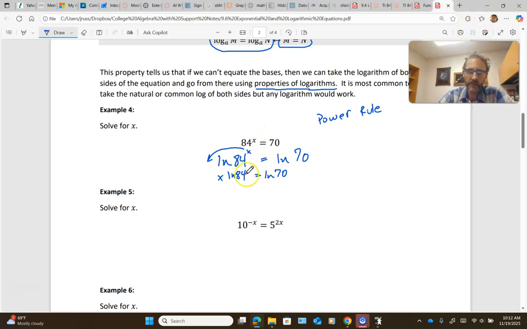Now, let me say something. When you have the natural log of some number, this is a number, this whole unit right here.